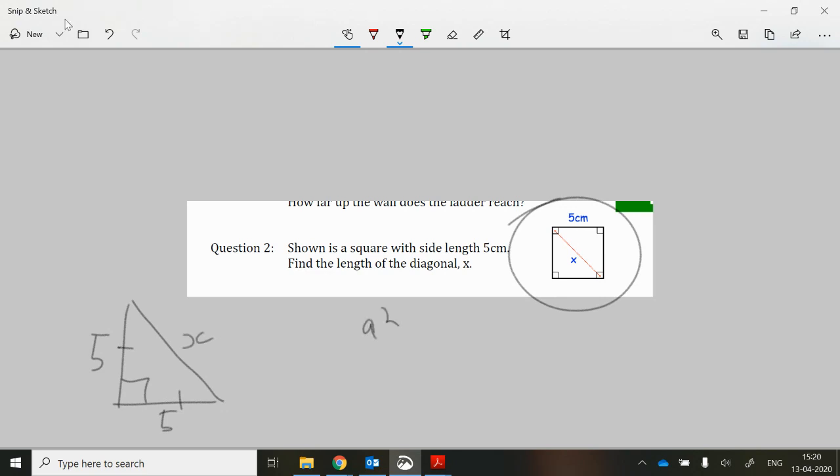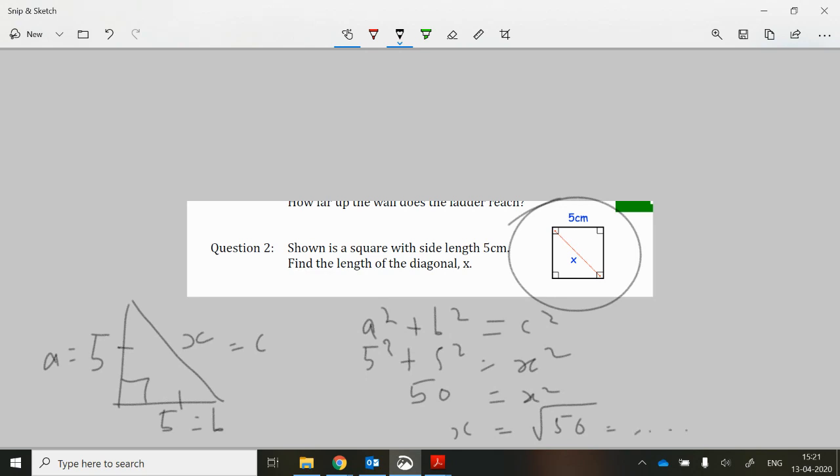So again, a squared plus b squared equals c squared. I know that a is 5, b is 5. 5 squared plus 5 squared equals, and c squared is x squared. So 25 plus 25, 5 squared plus 5 squared is 50, is equal to x squared. Now to work out what x is, you'll need to take the square root of that, and then you can work that one out and give it to 2 decimal places.